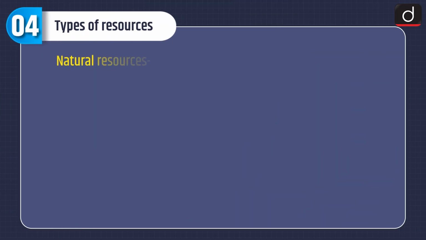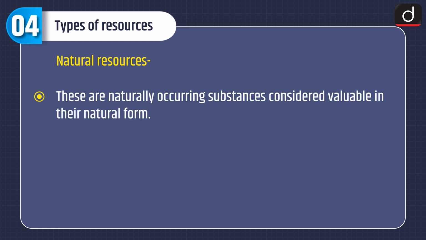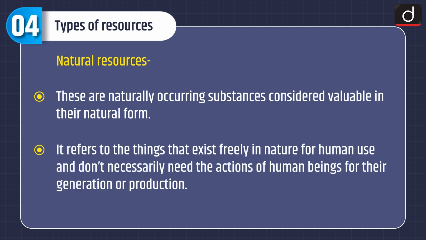Now let's have a look at different types of resources. Natural resources. These are naturally occurring substances considered valuable in their natural form. It refers to the things that exist freely in nature for human use and don't necessarily need the actions of human beings for their generation or production.